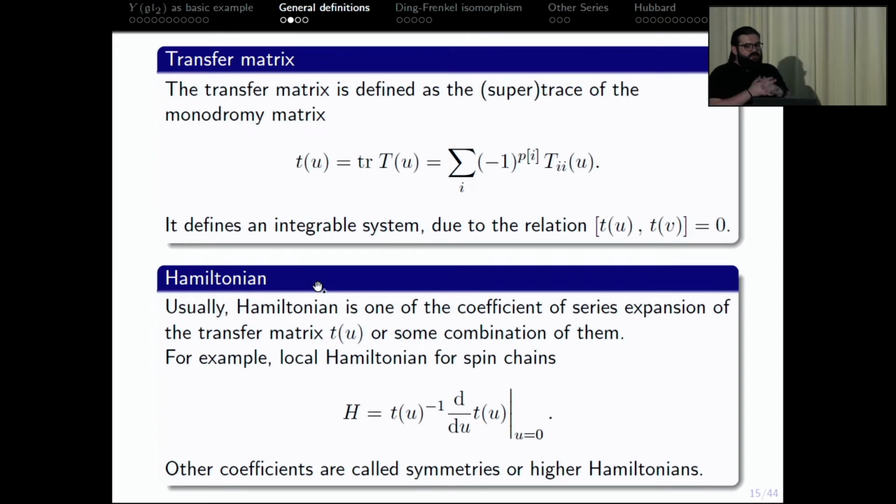Then the standard story is that we can produce a transfer matrix, which is the trace of the monodromy matrix, and these commute, and that's the way RTT relation produces some integrable system. You pick up this transfer matrix, expand it in some parameter, pick up some coefficients, and call them Hamiltonians. And sometimes it's very nice, sometimes not.